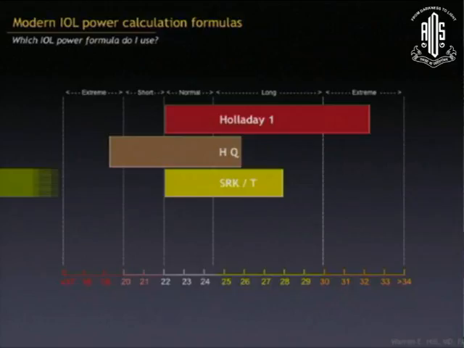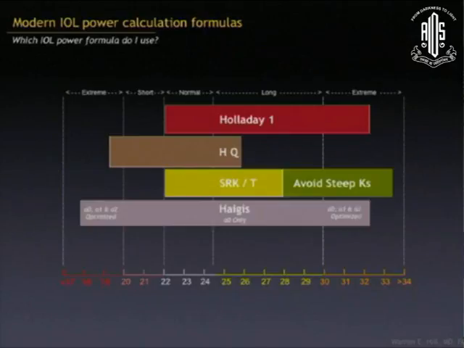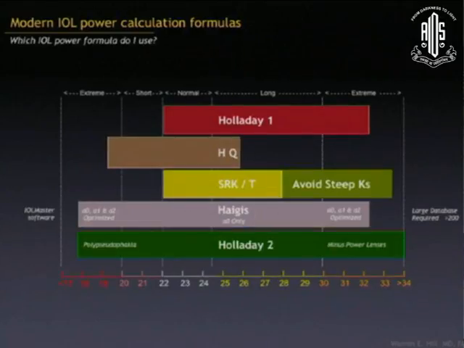SRK/T, I would recommend SRK/T. I mean, you can leave everything behind unless it is a short eye. Use SRK/T, which covers the routine spectrum, and if you avoid steep K and you optimize it, it can also be used for extremely large eyes. Haigis is one of the formulas which covers the whole spectrum from extremes as small as 18 to maybe 33, it covers the whole spectrum. And Holladay 2 has even more, the largest spectrum, but you need to collect lots and lots of data.